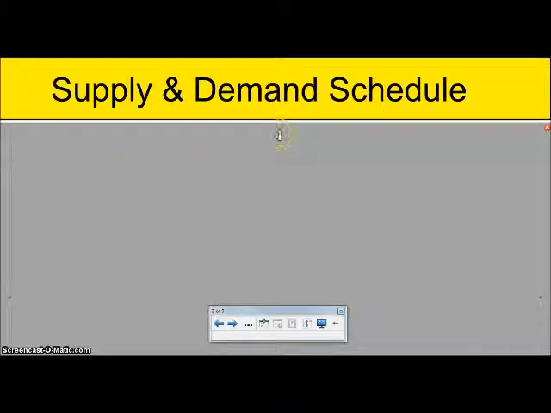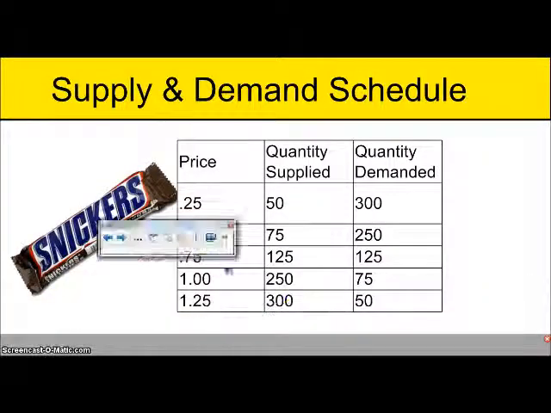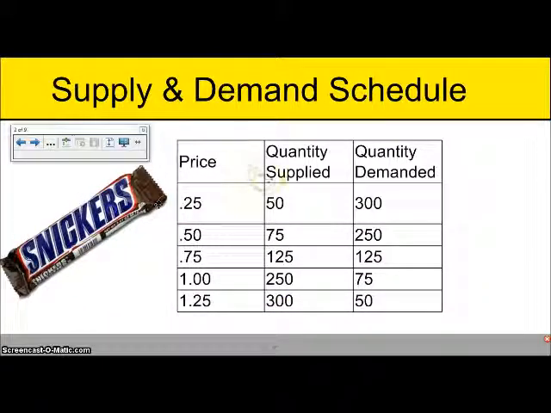Now, supply and demand schedules will look at the price of an item, like our Snickers bar, but it will look at quantity supplied as well as quantity demanded. And this will tell us a number of things: how many producers are willing to produce a product at a given price, as well as how many people there will be to buy that product. Okay, so if you look at 25 cents, you'll notice that there are only 50 Snicker bars produced, but the quantity demanded is at 300. This tells us that there is a shortage in the market. There are more people that want Snicker bars than there are producers willing to make it.